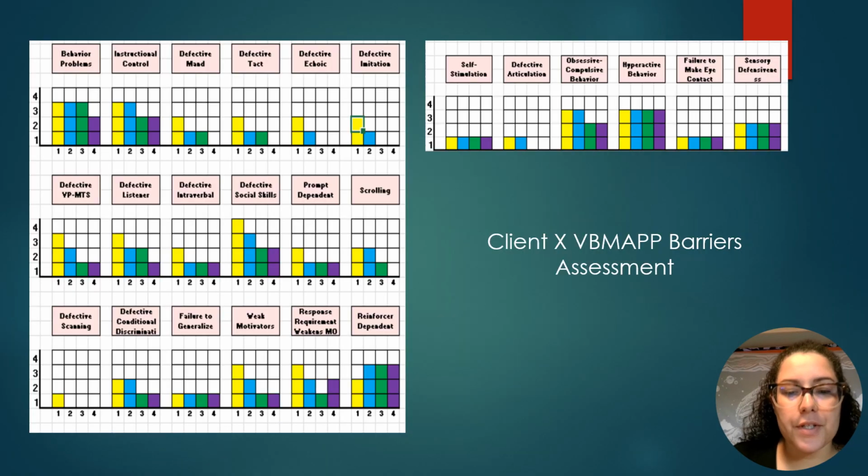Here's our client's barriers assessment from the VB-MAPP. You can see here that he has a score of 2 currently in behavioral problems, and in reinforcer dependent and hyperactive behaviors he scored a 3. Although the barriers assessment doesn't show function, we can use this to guide us in implementing interventions in the adaptive domains, such as teaching tolerating denied access, which could potentially be a problem for the client. We are just using this barriers assessment for our adaptive interventions.